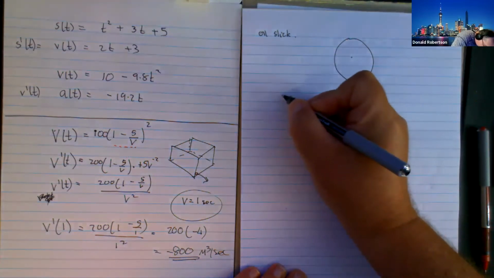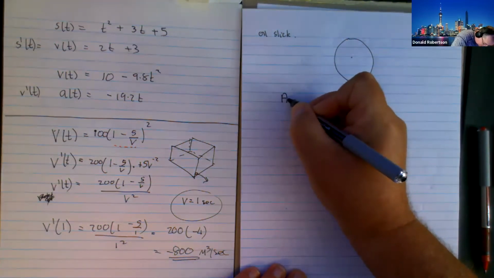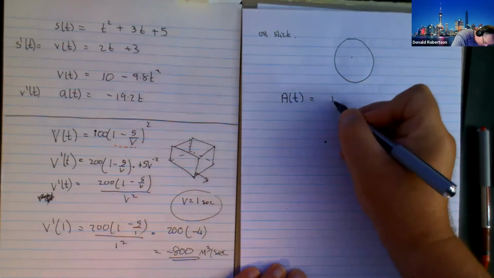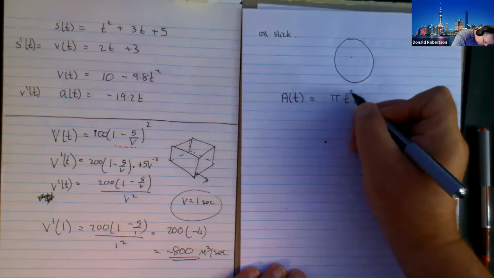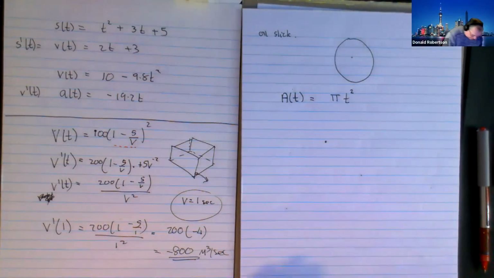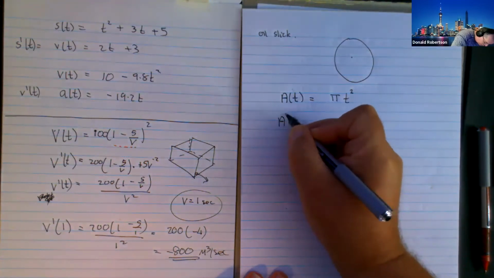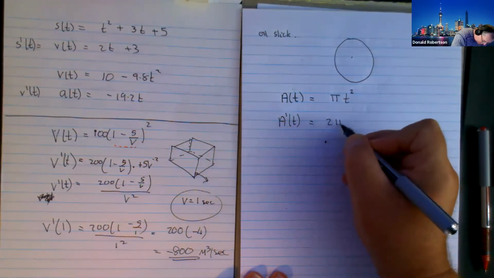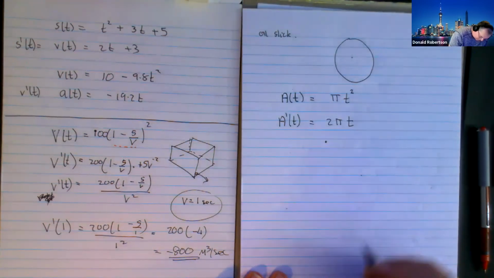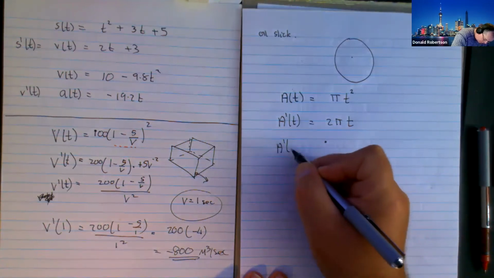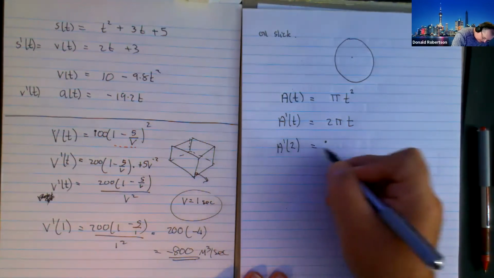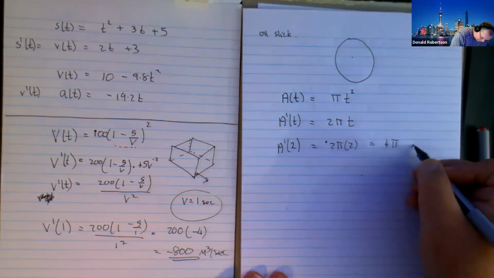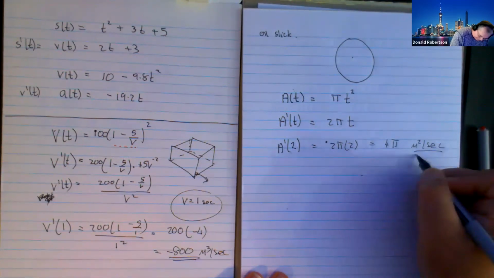And let's say that the area of that circle at time t is given by pi t squared. Then what is the rate at which the area of that circle is changing through time? The answer is 2 pi t, its derivative. And if I wanted to know at what rate, say, at the 2-second mark, the answer would be 2 pi times 2. It would be 4 pi, and then you can put in whatever the units happen to be.